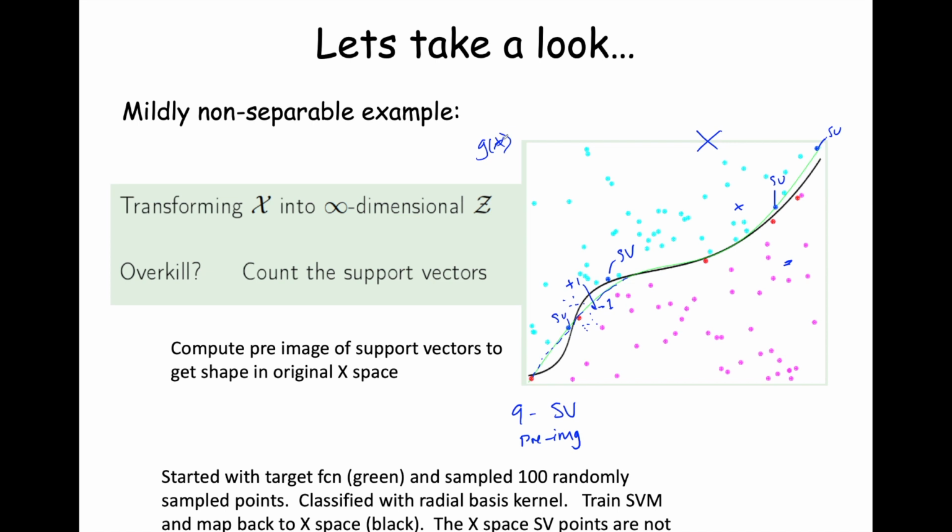Okay, so this is what it would look like using this radial basis kernel. You start with a target function and you sample randomly 100 points all around feature space, and then you classify them with the radial basis kernel, solving the dual formulation. You get your alphas, compute your final best hypothesis G of X, and then you get your support vectors in Z space. You map them back to X space, the pre-image, and this is what your solution looks like.